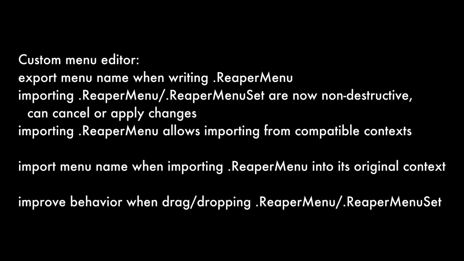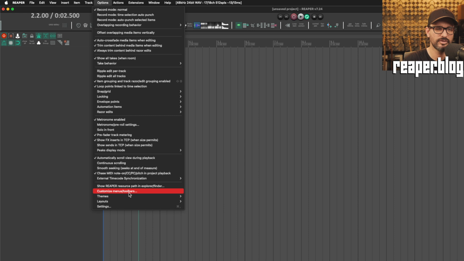Custom menu editor. Export menu name when writing .reaper menu file. Importing .reaper menu or .reaper menu set are now non-destructive, can cancel or apply changes. Importing .reaper menu allows importing from compatible contexts. Import menu name when importing Reaper menu into its original context, and improve behavior when drag and dropping Reaper menu set. Option menu, customize menus toolbars.